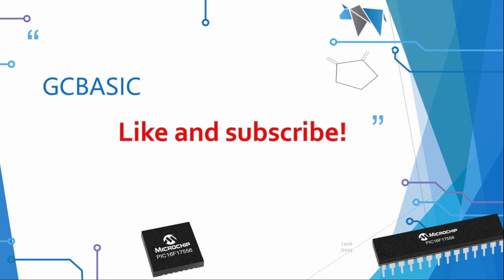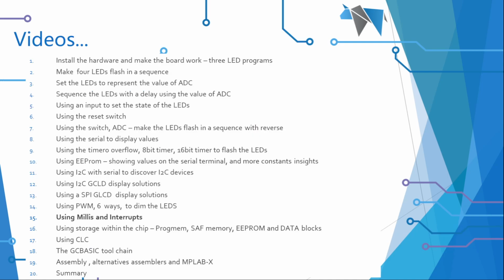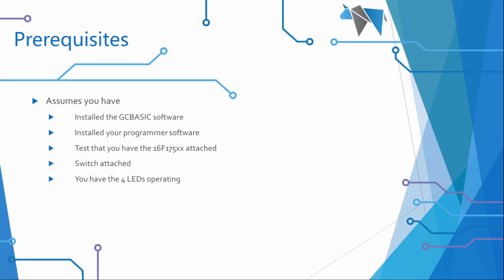Part 15, Millis and interrupts, is a very important part. Not to be afraid of them, they're very simple. What I'm assuming is that you have installed the software, you can program this chip, you have tested that, you've got a switch attached, and you've got 4 LEDs as per the specification that I will shortly show you via suitable resistors.